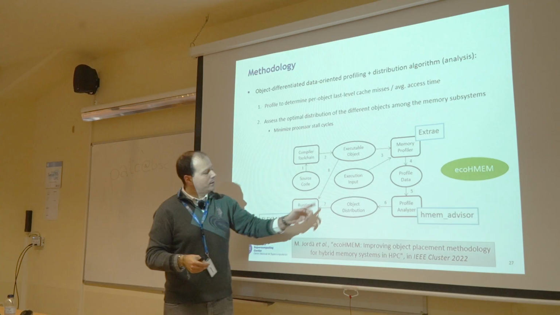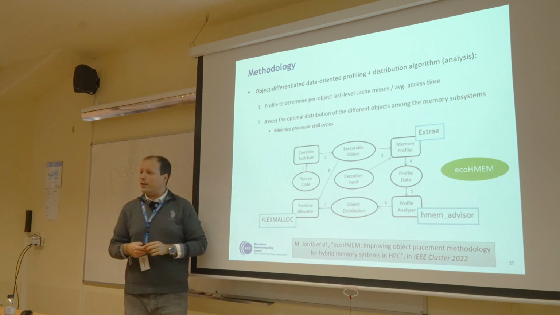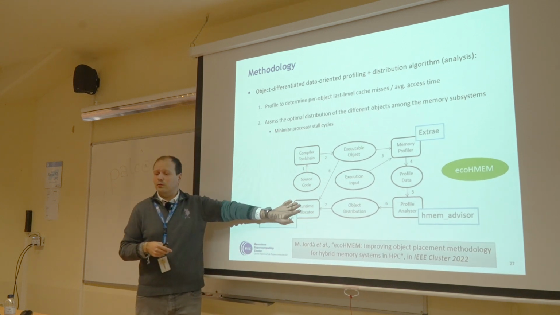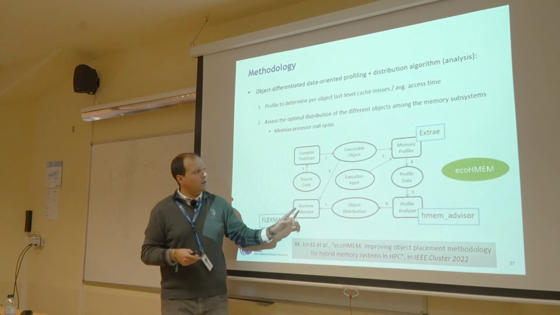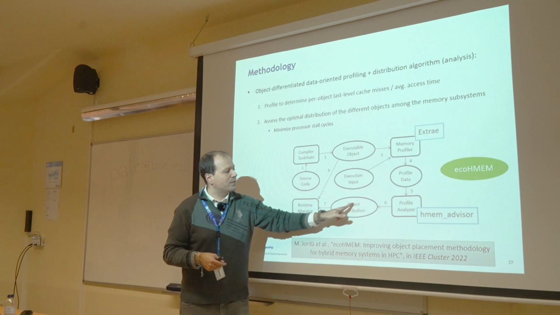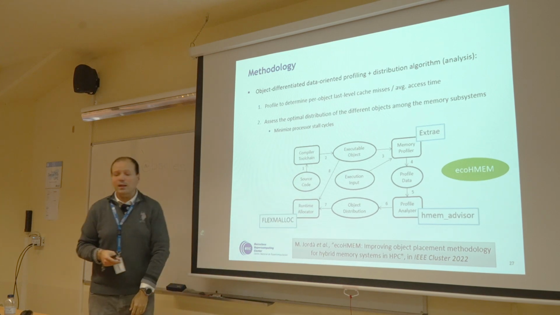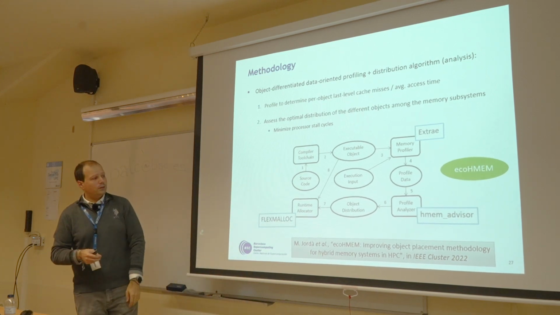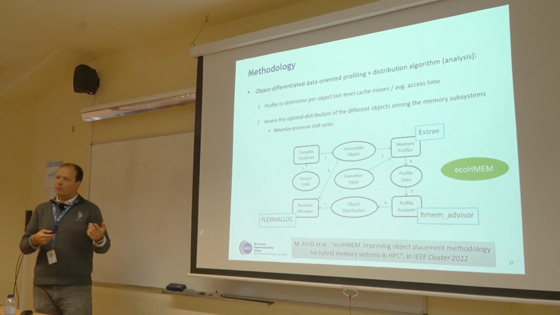With the production runs, you attach the runtime allocator with LD_PRELOAD, and every time it finds an allocation call, it will come to this FlexMalloc. Then FlexMalloc, based on this object distribution, will do the matching: oh yeah, I recognize this memory object, it should go here or there. So this is the one that does the calls to the allocators that I showed before, so you don't have to insert them and you don't have to modify the code.